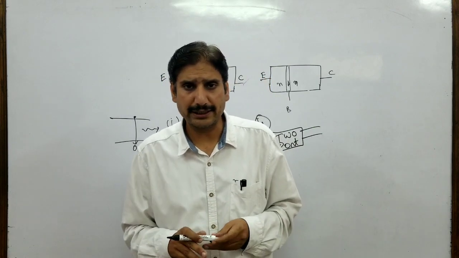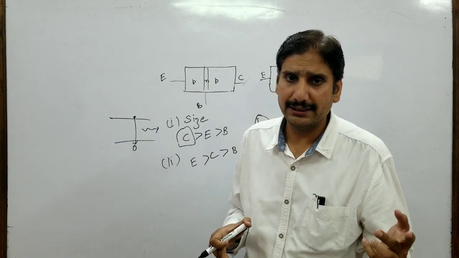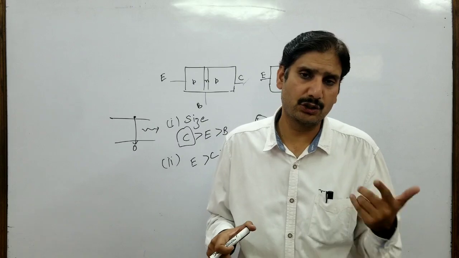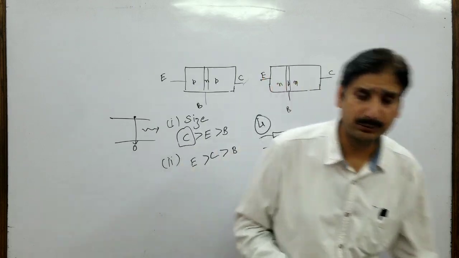So let's start with the working, and two golden rules. One is that the emitter base junction should always be forward biased, and the collector base junction should always be reverse biased. Let's proceed with it.